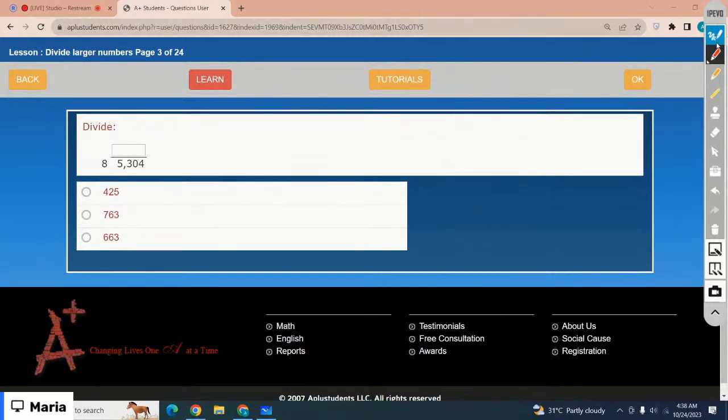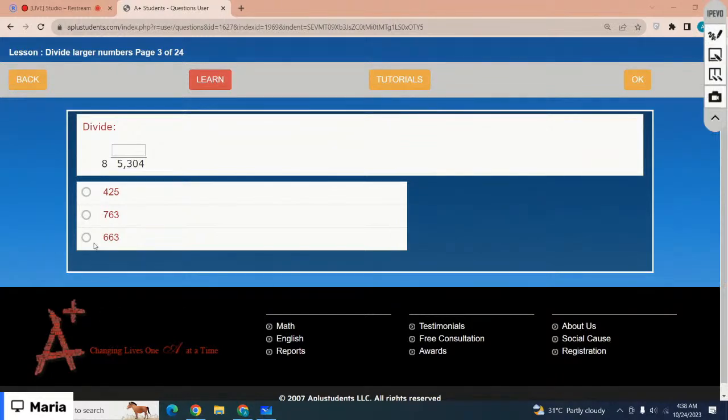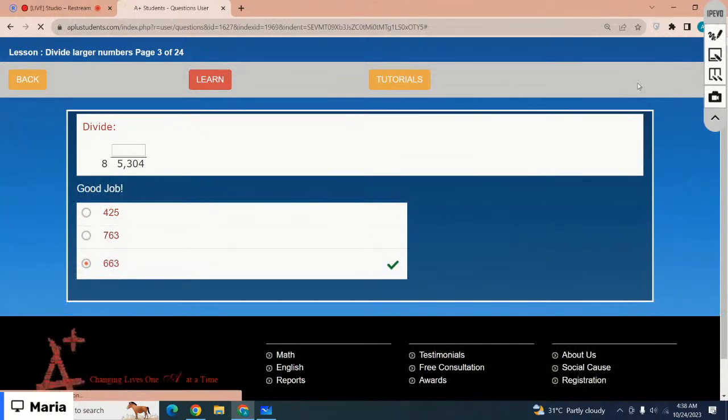No, that is 663. You guys are guessing the answers. Do not guess. You have your notebook, solve and write the answer, right?